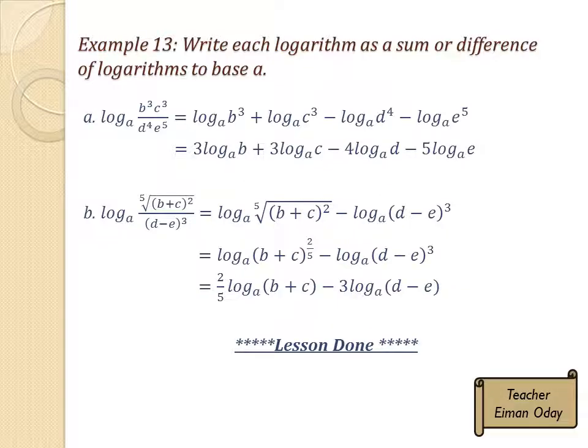Now on example 13, write each logarithm as a sum or difference of logarithms to base A. So I have just one logarithm. I will make it a sum or difference. Of course, we have 2 multiplied and then divided. So it's going to be logarithm base A to B cubic plus base A to C cubic minus base A to D power 4 minus logarithm base A to E power 5.